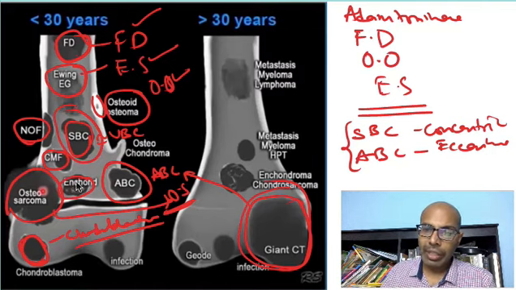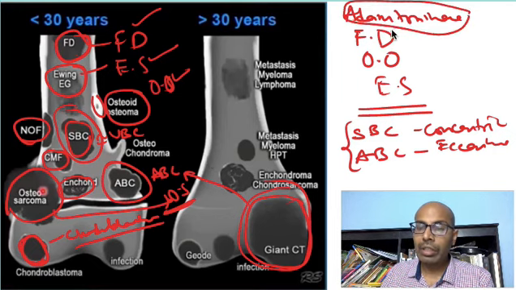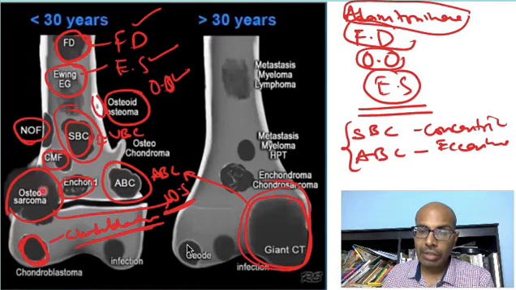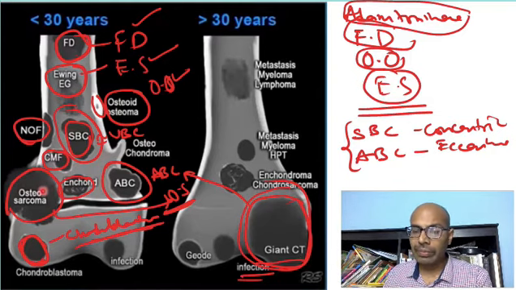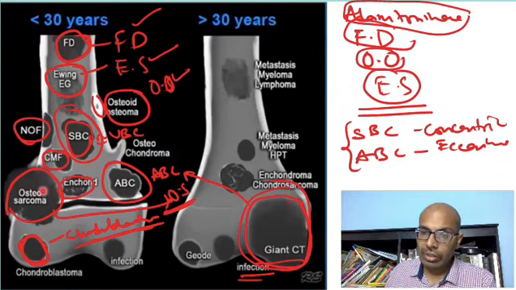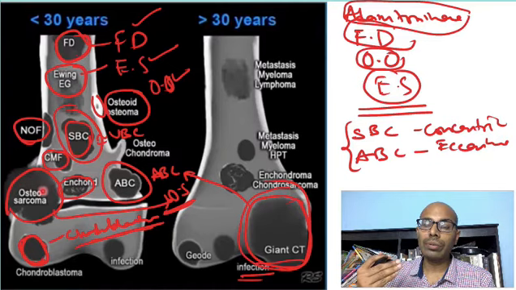So let us have a recap. What are the diaphyseal tumors? Diaphyseal tumors are adamantinoma, fibrous dysplasia, osteoid osteoma, and Ewing sarcoma. Whereas epiphyseal tumors are chondroblastoma, giant cell tumor, infection, and a couple of other very rare lesions. All the other lesions usually occur in the metaphyseal region. In this video, we are not going into detail about each of these tumors. That will be done in another video.